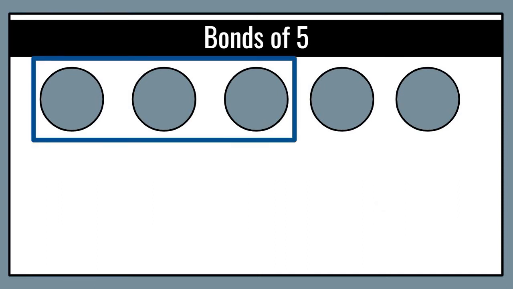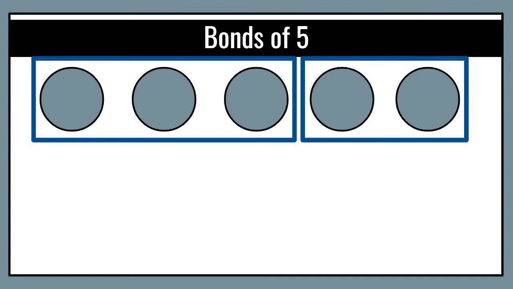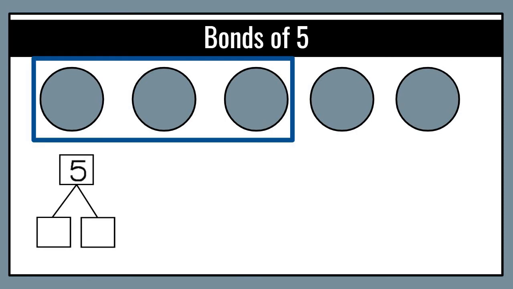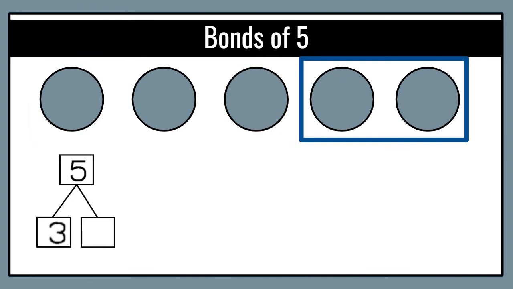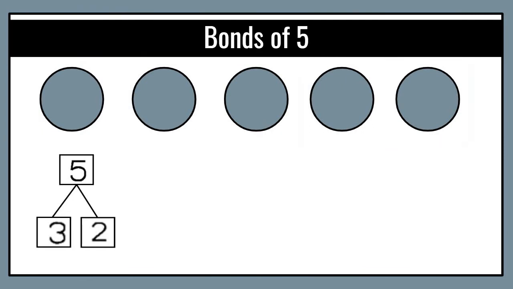3 and 2. Now, 3 and 2. If I put 3 and 2 together, does it make a bond of 5? We already know that 2 and 3 does, but does 3 and 2 make bonds? Let's see. We start with 3 and we put 2. Well done. Let's see if we can bond them to make 5. Let's start with our first one. 3.